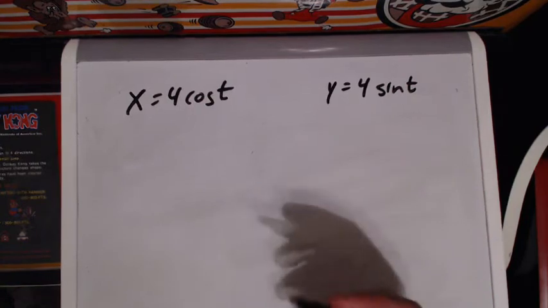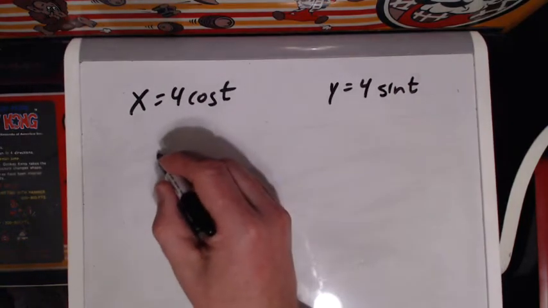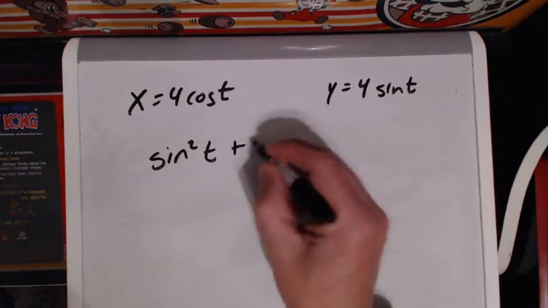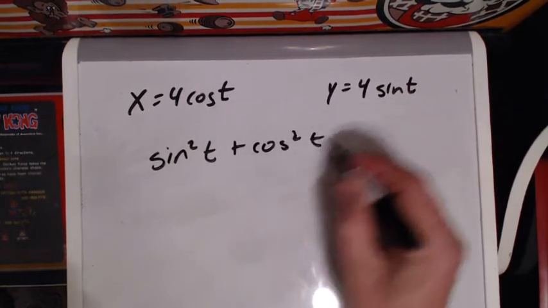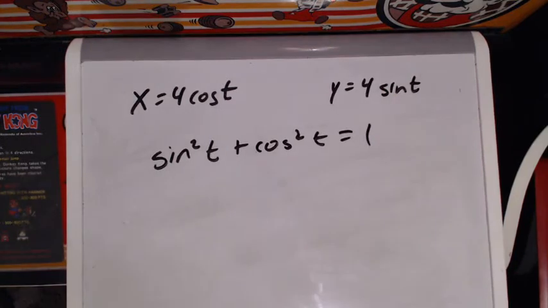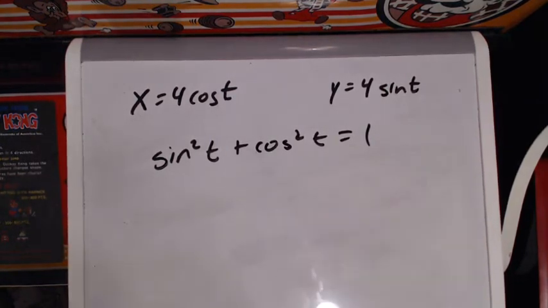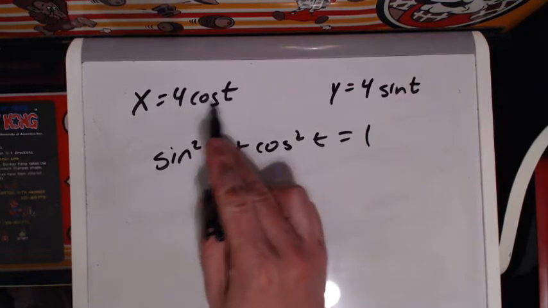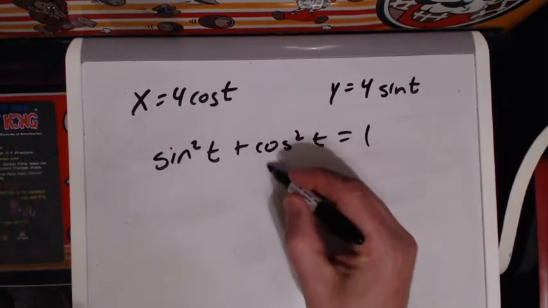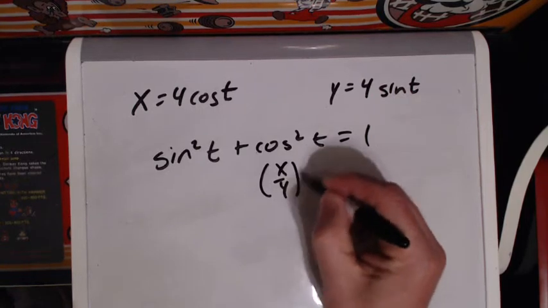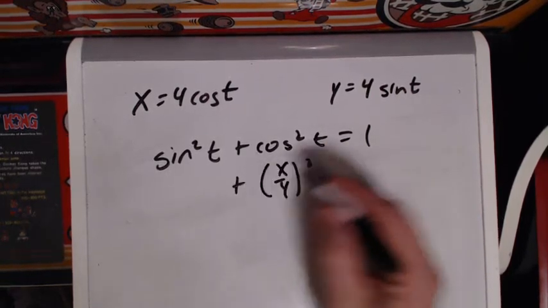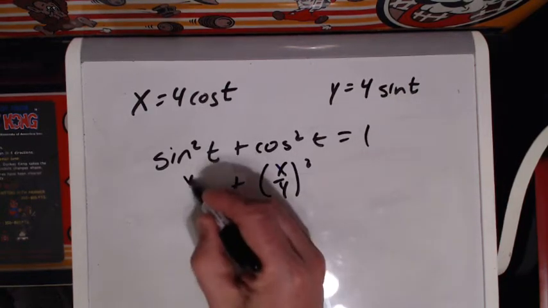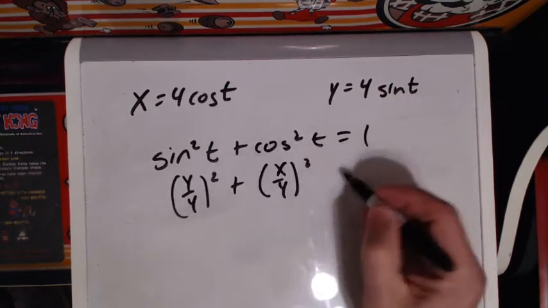The relationship goes like this: sine squared of any angle, in this case t, plus cosine squared of any angle would equal 1, right? Okay, that's just a Pythagorean identity. Well, if you solve for cosine here, if you divide by 4, cosine would be x over 4. So you could put x over 4, substitute right here, square. Sine here would be, you divide by 4, y over 4. You square it, equal 1.